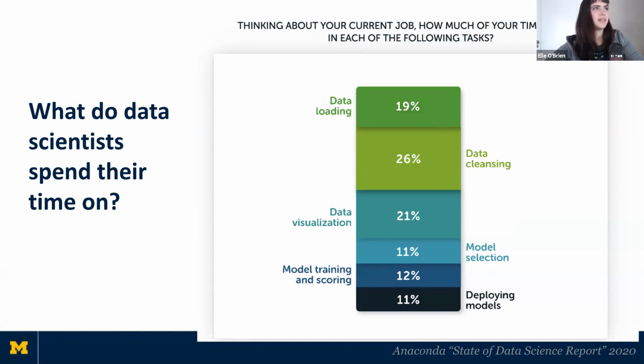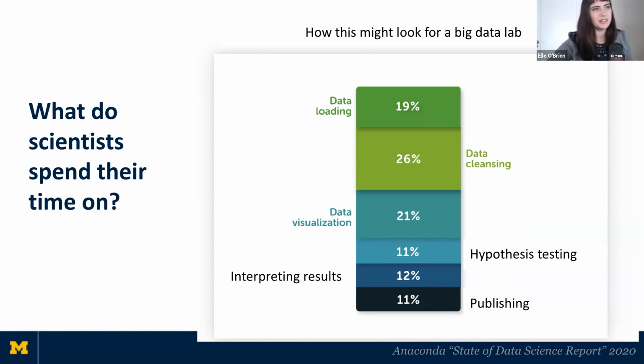And so this is from a survey put out by the Anaconda organization. They're a major Python development organization. And they found that about 80% of data scientists' time was spent on things that were considerably below the level of analyzing it.